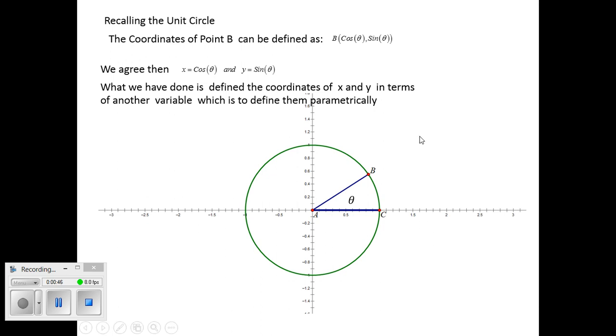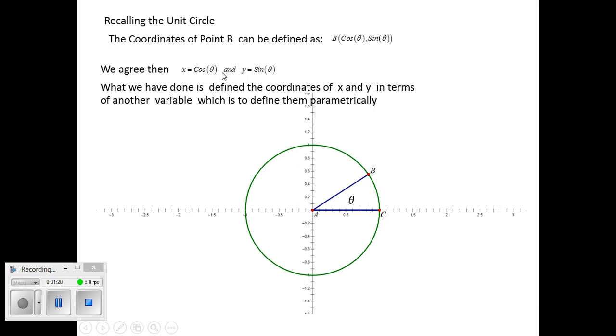At that point, you were actually being exposed to what we call parametric equations. And this is what we mean by parametric equations. The position of something is dependent upon another variable. So the position of this point B, that is its x and y coordinates, are dependent upon a third variable, this angle theta. That third variable is called the parameter, which makes these parametric equations.